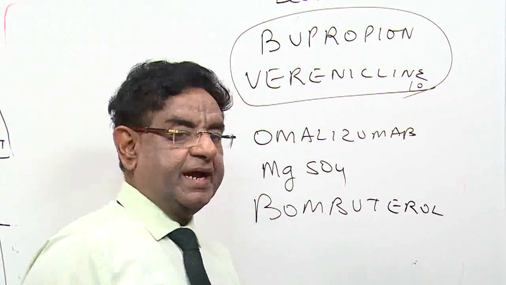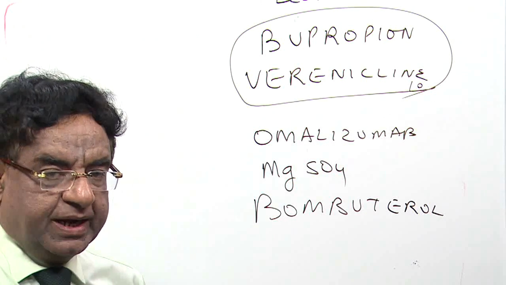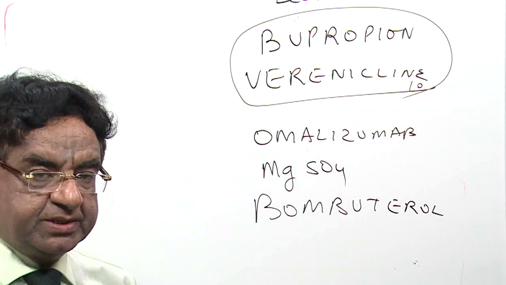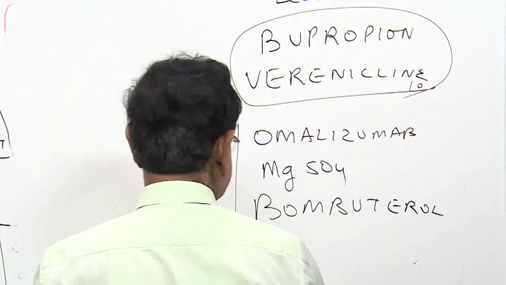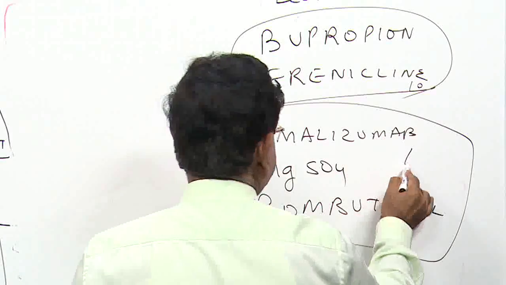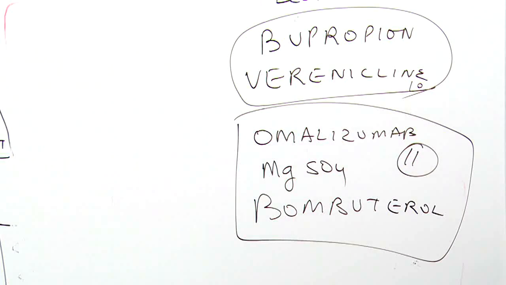This is a long-acting beta-2 agonist. It is a long-acting beta-2 agonist, the new compound which has come in the 19th edition. This is box number 11. Okay? Box number 11 we talk about.